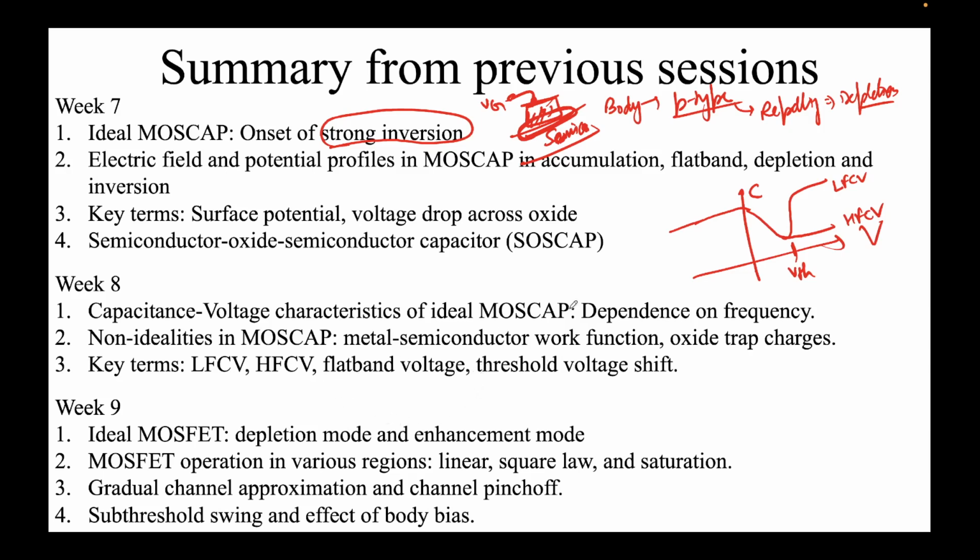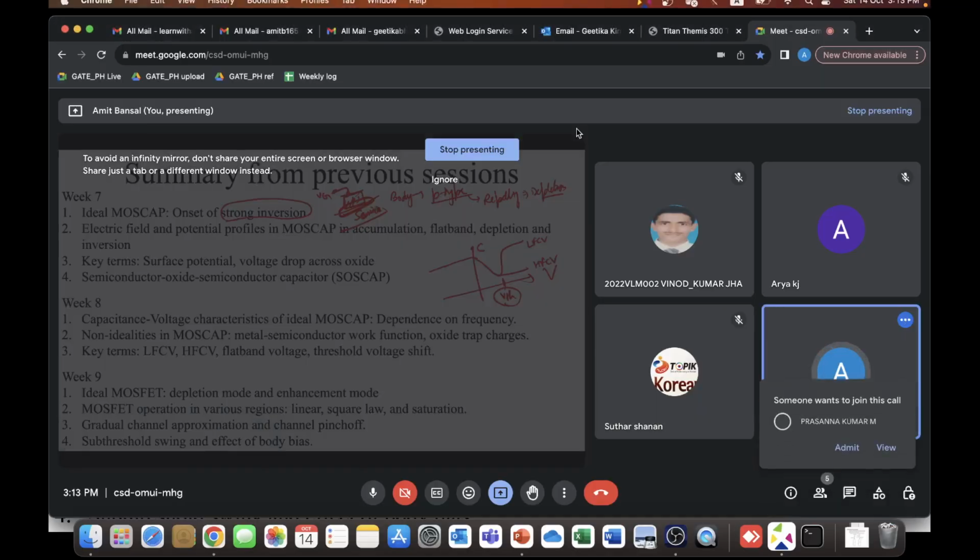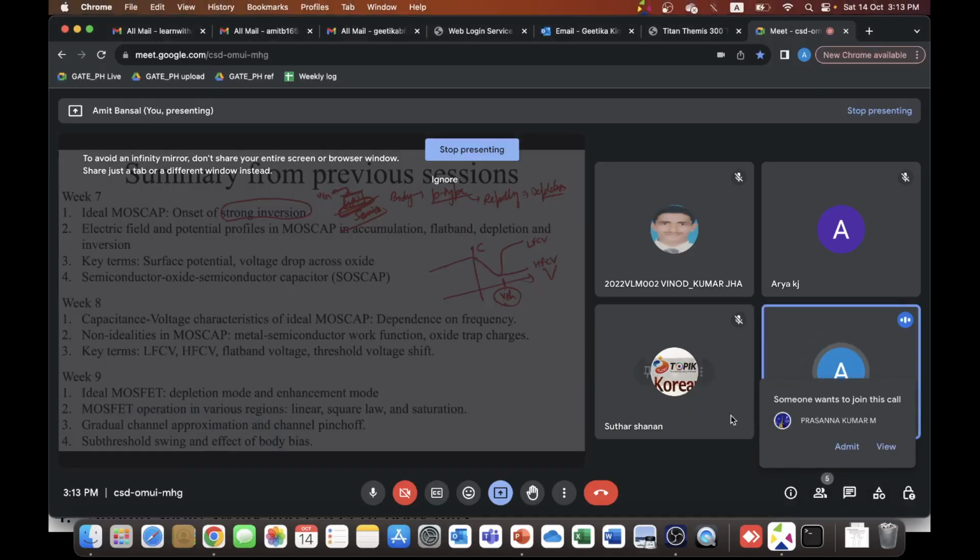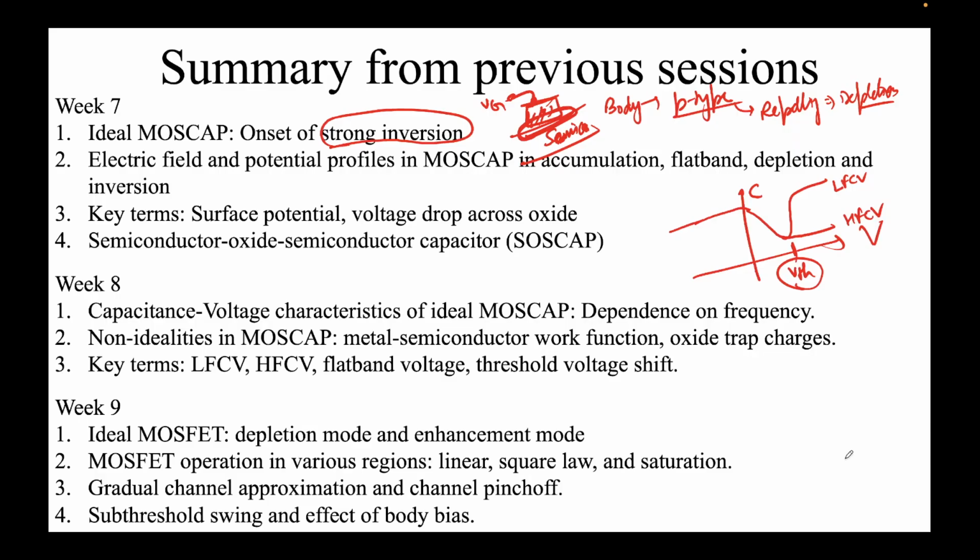And then we saw some non-idealities, that is, the metal and semiconductor work functions can differ, they need not be the same, and the oxide need not be ideal, there can be trapped charges, and we see that the threshold voltage can shift accordingly. The voltage that you see, the onset of strong inversion, essentially changes. So that's what we are talking about there.